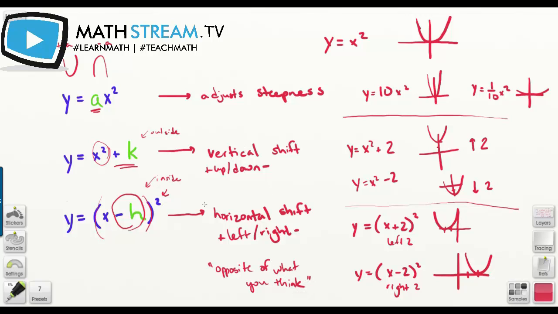With the vertical shift, it's pretty straightforward, up and down, just the way you would think it would be. But with the horizontal left and right shift, it's the opposite of what you think. Positive moves left, negative moves right. Okay, that summarizes what we talked about in class.